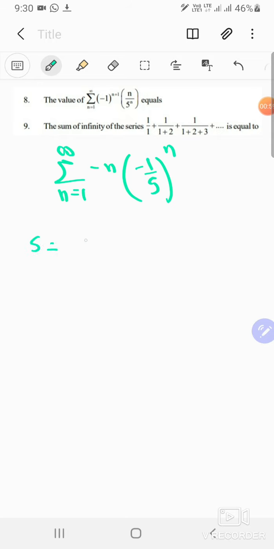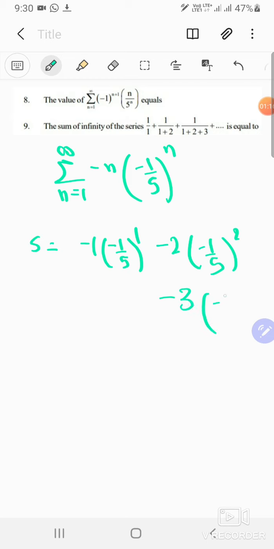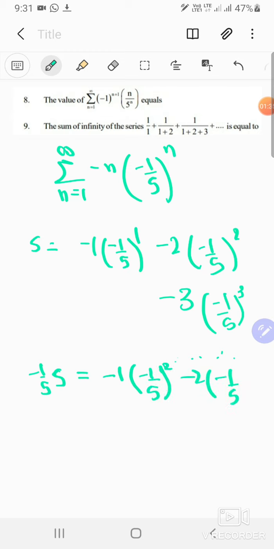First of all you will put n equals 1 in there. So this sum is equal to negative 1 times negative 1 by 5 raised to the first power. Then you will have negative 2 times negative 1 by 5 raised to the second power, then negative 3 times negative 1 by 5 raised to the third power, and it will keep going like that. Okay, so if I multiply s by negative 1 by 5, that will give me negative 1 by 5 s is equal to negative 1 times negative 1 by 5 raised to the second power, negative 2 times negative 1 by 5 raised to the third power, and it will keep going like that.